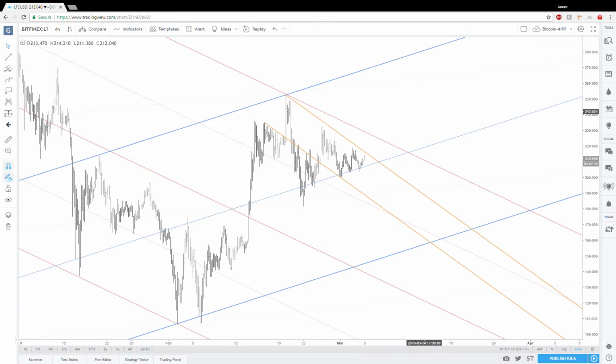Hey everyone, this is James, and this is my 4-hour chart of Litecoin. This is LTC USD. This is on the Bitfinex exchange. So if you do want to follow along with the numbers, that's exactly where they're coming from.